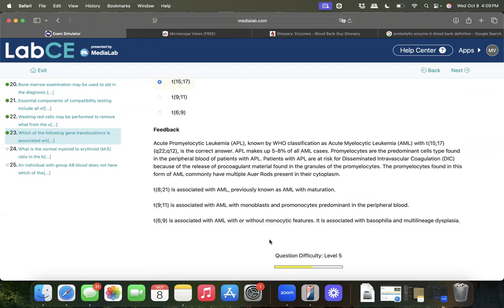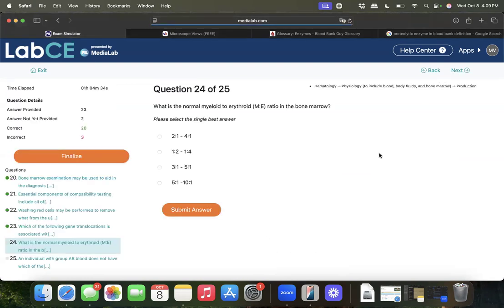All right, so T(8;21) is associated with AML, previously known as AML with maturation. C is T(9;11), associated with AML with monoblasts and promonocytes predominant in the peripheral blood. T(6;9) is associated with AML with or without monocytic features, and is associated with basophilia and multilineage dysplasia. Don't even worry about trying to memorize that one. If you did, good for you.